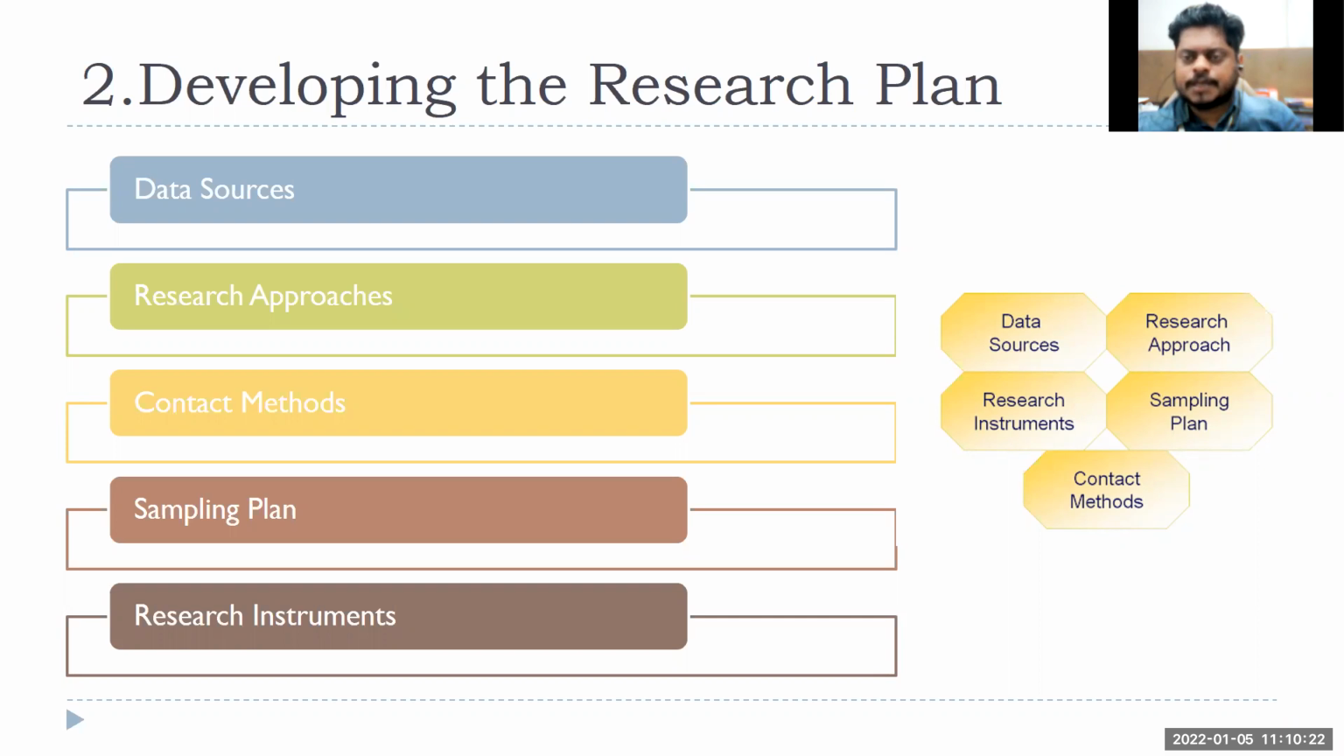So if it is secondary research, anyhow I have the data, so I need not have a sampling plan. But if it is primary data, I'm collecting data for the first time, right? So that will be your sampling plan. I will be needing a sampling plan.